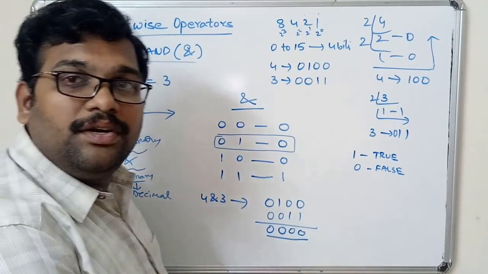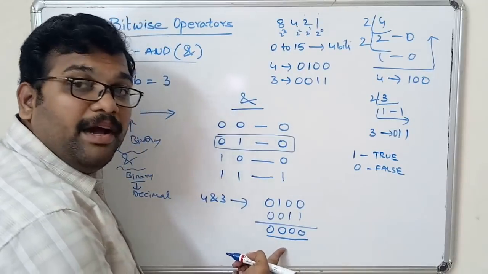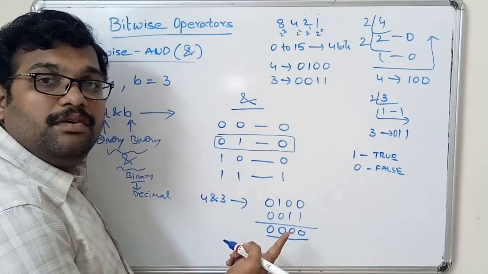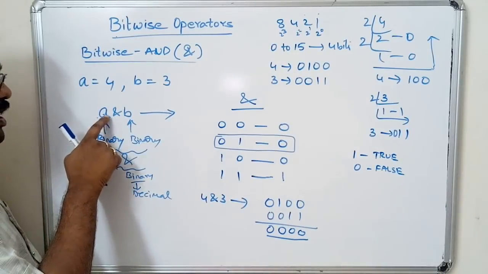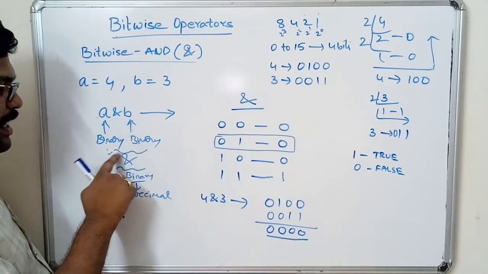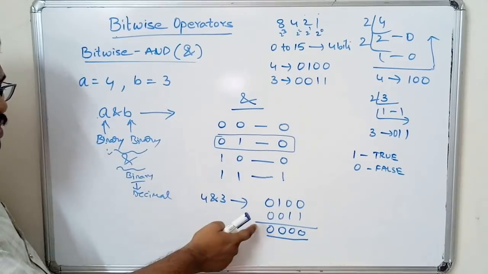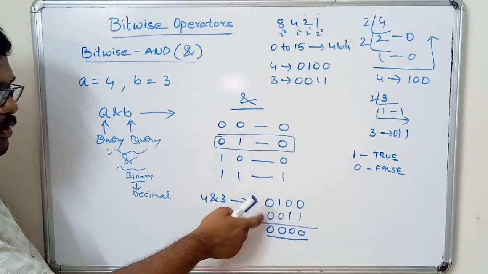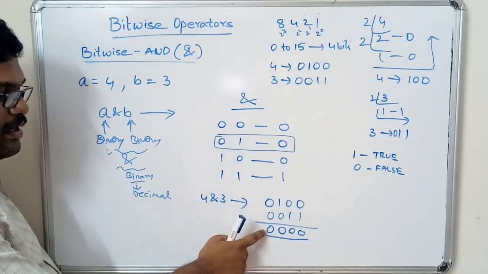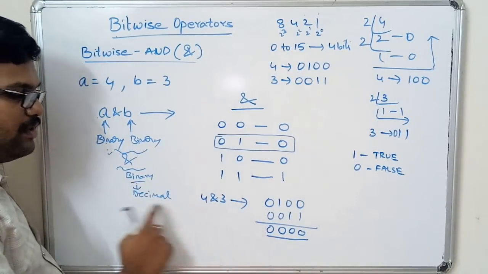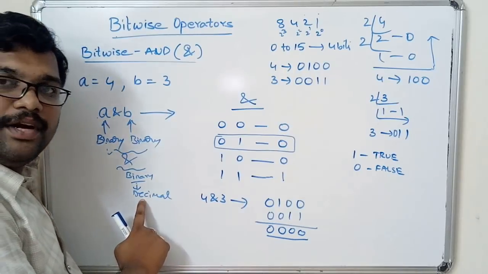So let us convert it into decimal. This is in binary format and we have to convert it into decimal. See, first we have written the binary of A, next the binary of B. Then we have applied the AND operation between the binary equivalents. So we get the binary resultant. And the last step is we need to convert it into the decimal equivalent.